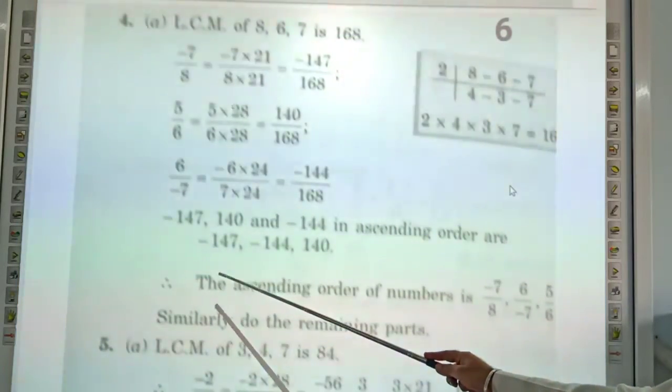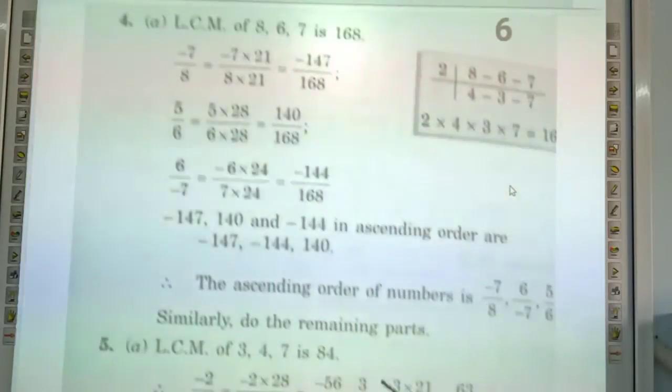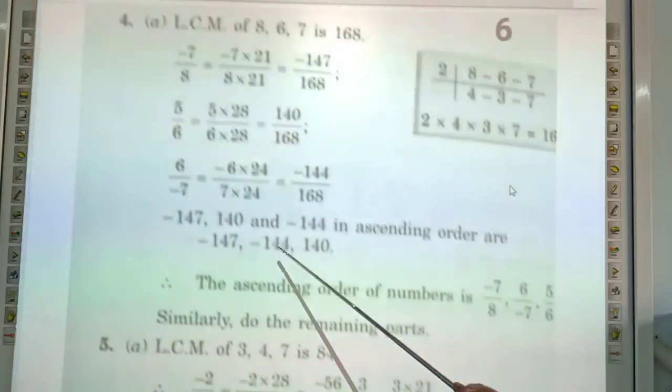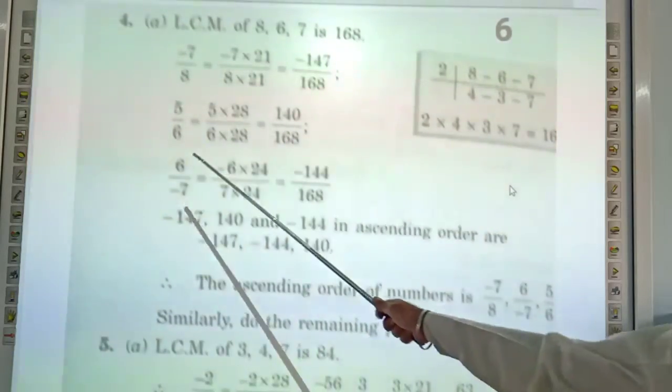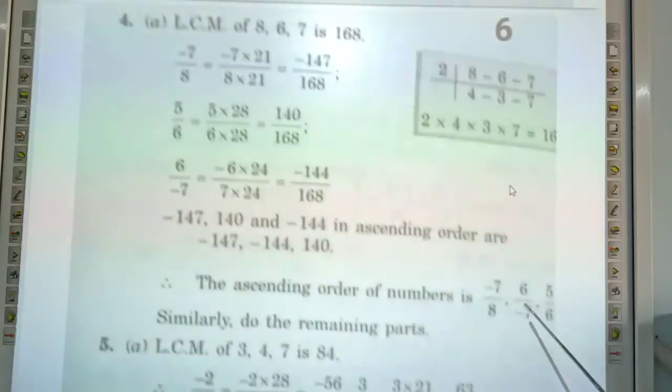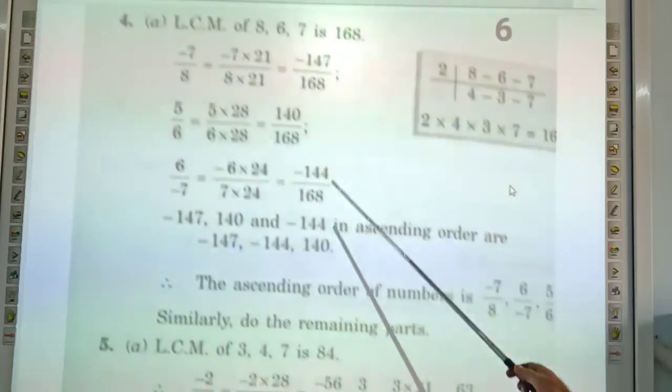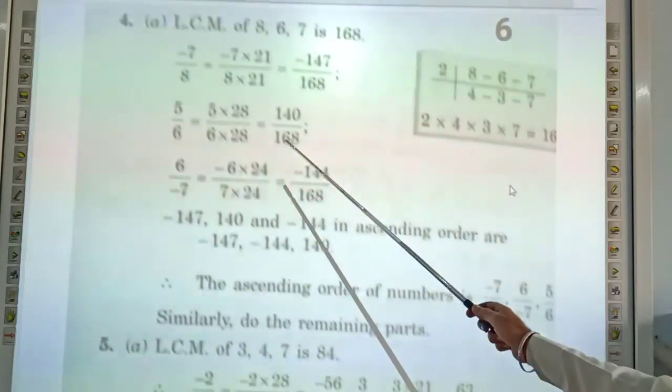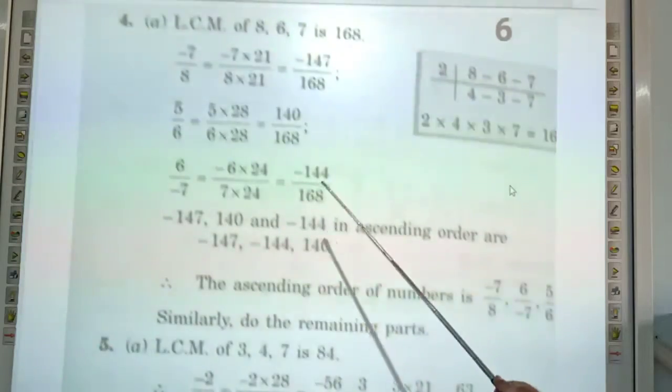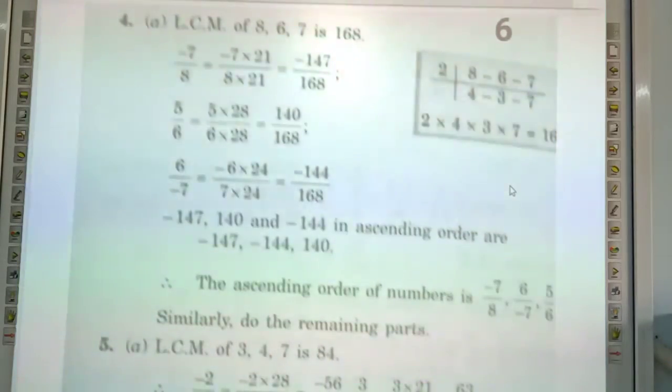Minus 147 upon 168 is for minus 7 upon 8. So first will be minus 7 upon 8, the smallest of all. And then the second is minus 144 upon 168, which is for 6 upon minus 7. So second we have 6 upon minus 7, and at last the greatest of all is 140 upon 168, which is clearly positive also. So it is for 5 upon 6. So in place of 140 upon 168 we will write 5 upon 6. In this way they are arranged in ascending order.